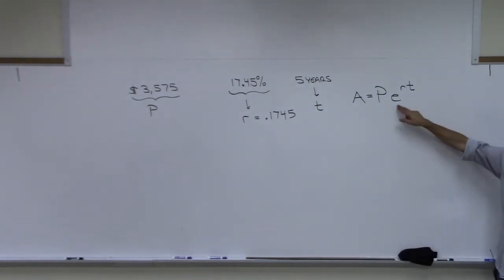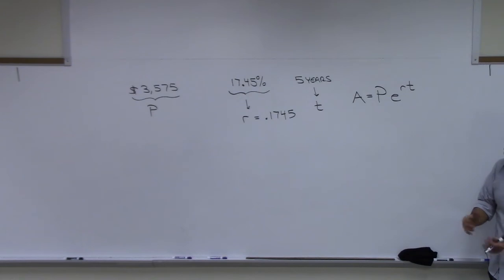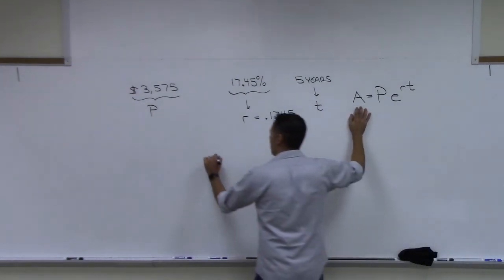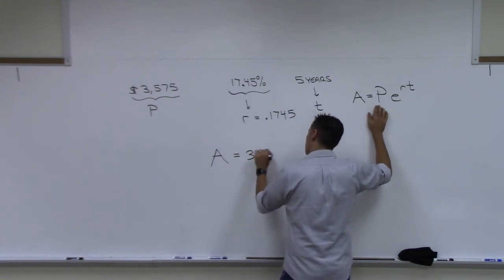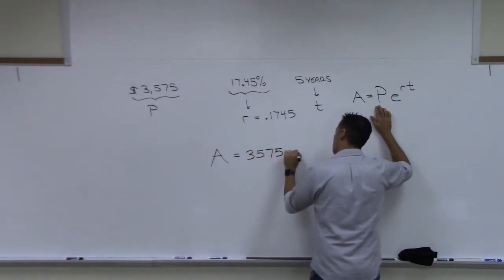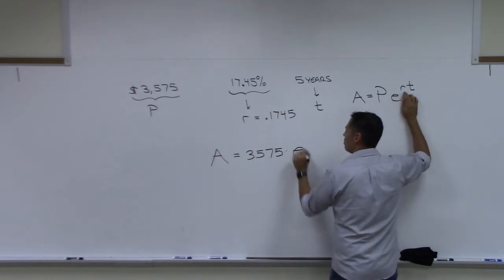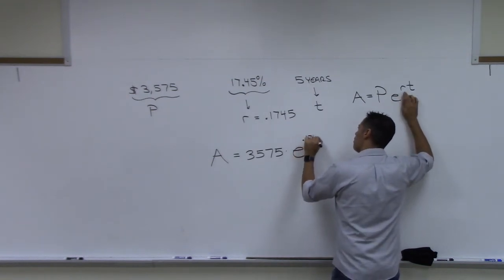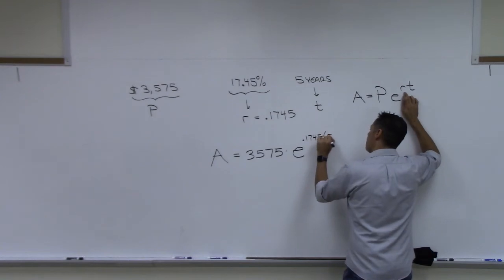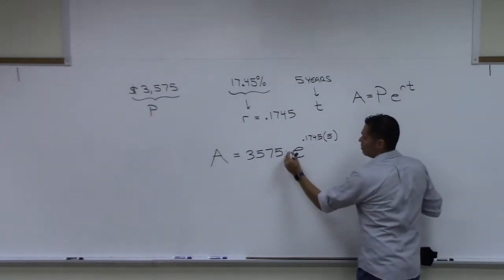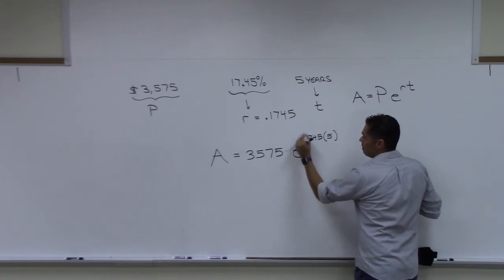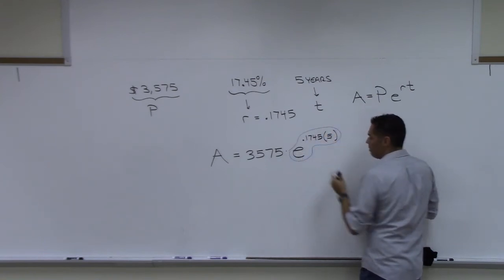And what's E? Is E like a letter like P, R, and T? No, E is that thing on your calculator that you're going to use. All right, so here's what we have. The amount that we will owe at the end is $35.75 times E raised to the 0.1745 times 5. So we will want to do this on our calculator right now.